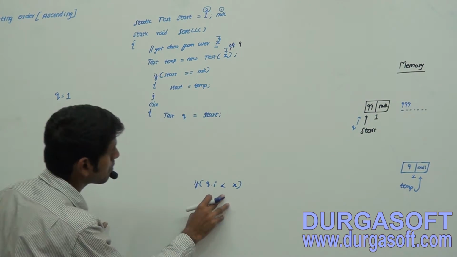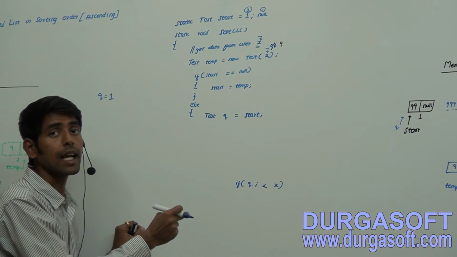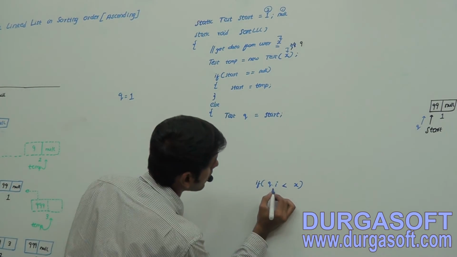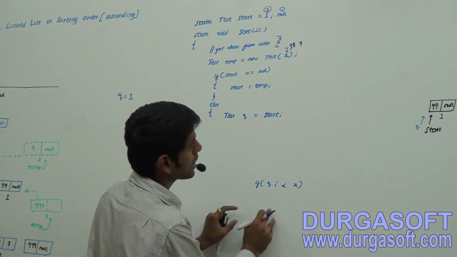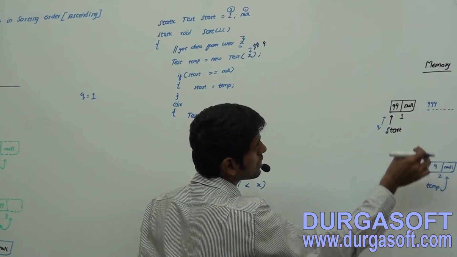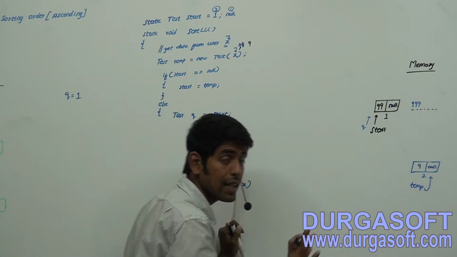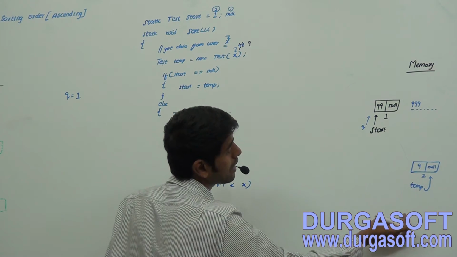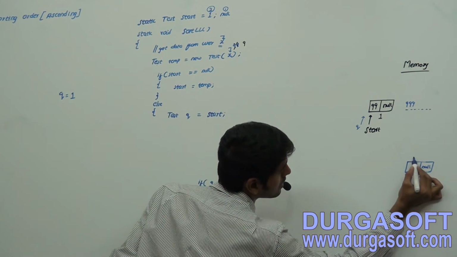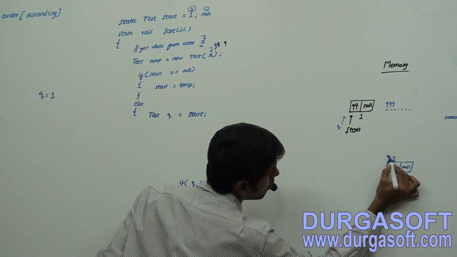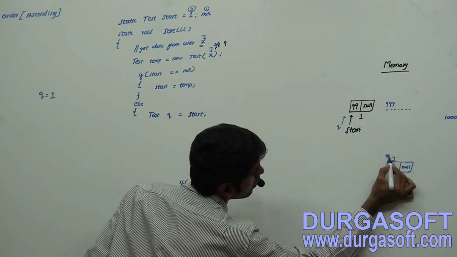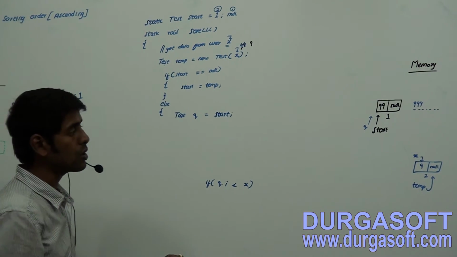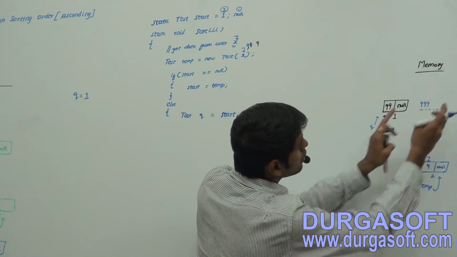What is the meaning of this statement? Try to understand how smartly I am going to use this particular condition to insert a node. If q dot i is less than x, meaning that this node should come first. But what is the case here? What is q dot i? 99. 99 is less than the inserting node, that is pointed by x. If that one is the case, what we have to do? This inserting node should be the next one.